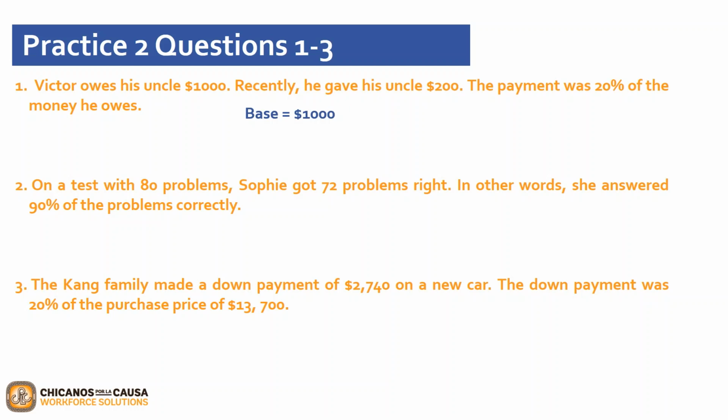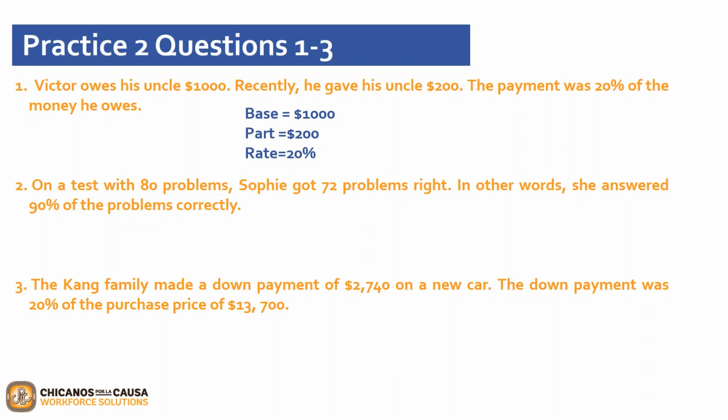Next, we'll be identifying the part, the portion of the base. The part for this question is $200, due to how it is the portion of the base, $1,000. Now let's find the rate. The rate is the number following the percent sign. The rate for this first question is 20%.